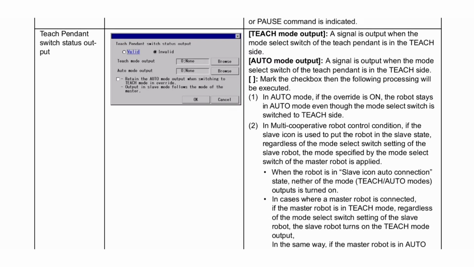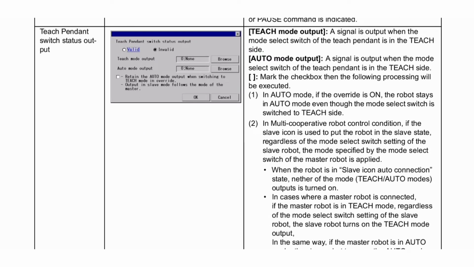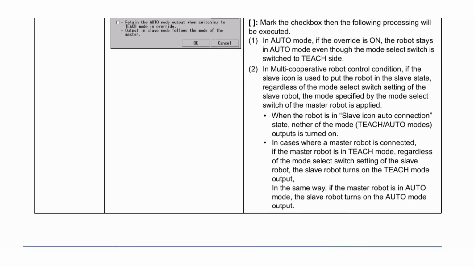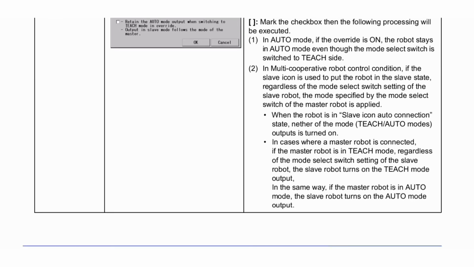Next one is teach pendant switch status output. Its image is also given here. Teach mode output: a signal is output when the mode select switch of the teach pendant is in the teach mode. Auto mode output: a signal is output when the mode select switch of the teach pendant is in the auto side. If the checkbox is marked, then the following processing will be executed. First, in auto mode, if the override is on, the robot stays in auto mode even though the mode select switch is switched to teach side.